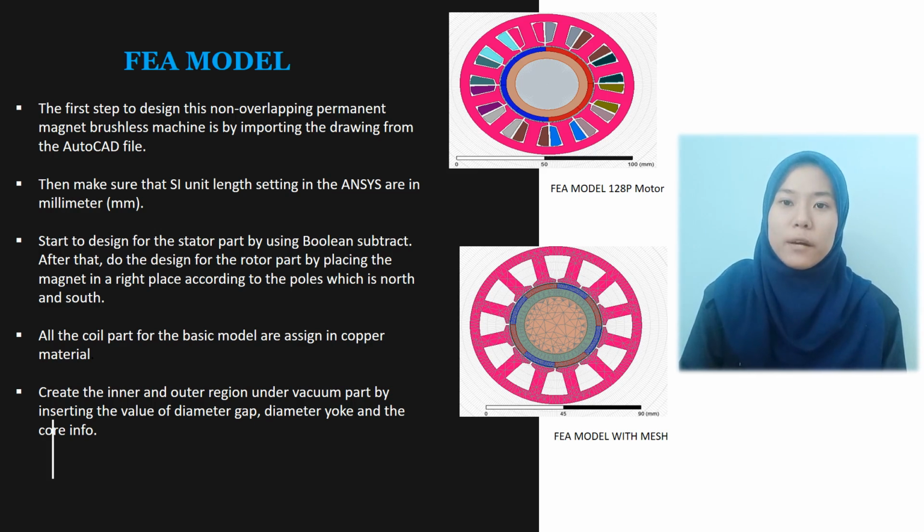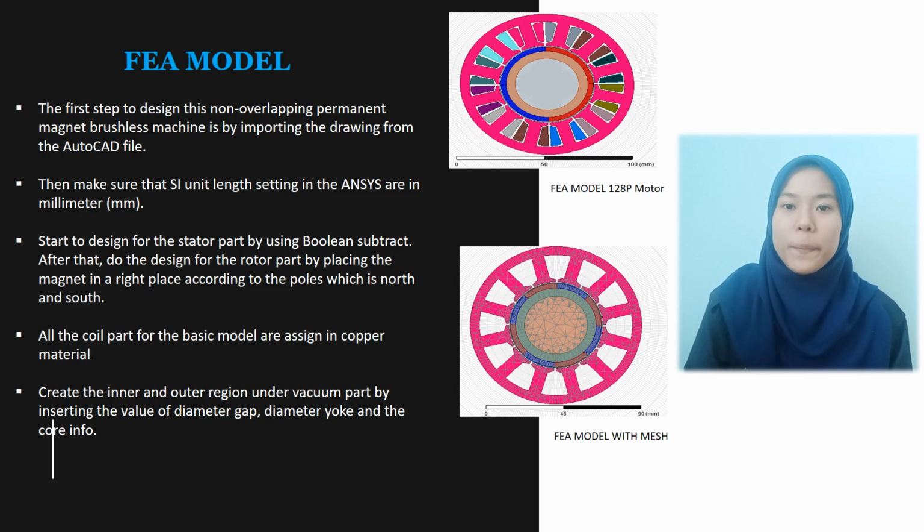All the coil parts for the basic model are assigned in copper material. Create the inner and outer region under vacuum part by inserting the values of diameter gap, diameter yoke, and the core info. The figure for the FEA model is shown above for the 12-slot 8-pole model.